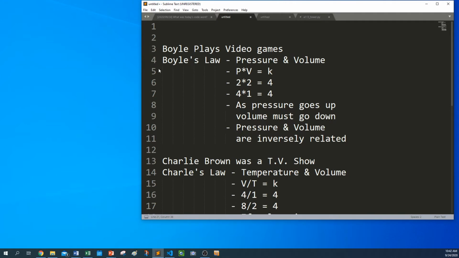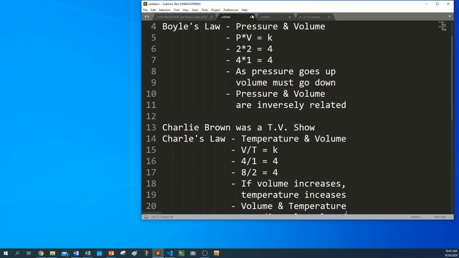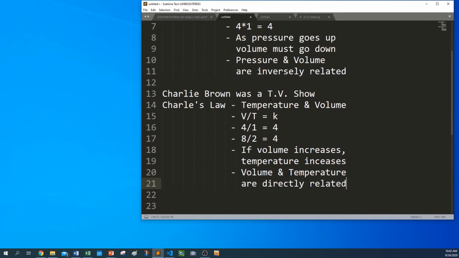So again, Boyle's law, you can remember it by Boyle plays video games. So play and video, pressure and volume. You can remember if it's inverse or direct by just working with some values and seeing what happens. So let's look at the last one.